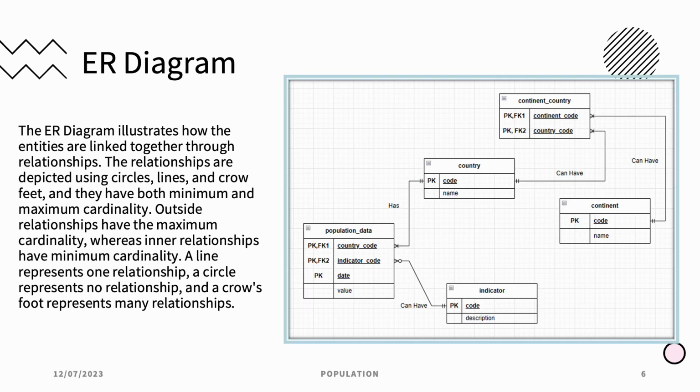The ER diagram illustrated shows how our tables are connected. Circles signify no relationship, lines denote one relationship, and crow's feet denote numerous relationships. This ER diagram also displays the minimum and maximum cardinalities located on the line.